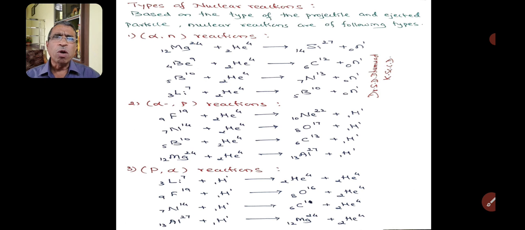Coming to the second type of nuclear reaction, known as alpha-P reactions. The example I have given here is fluorine 9, 19, which when bombarded by the alpha particle gives neon 10, 22 plus hydrogen 1, 1. Similarly, nitrogen 7, 14 gives oxygen 8, 17, boron 5, 10 gives a carbon-13 isotope, and magnesium 12, 24 gives aluminium 13, 27. In all these cases, the proton is ejected.